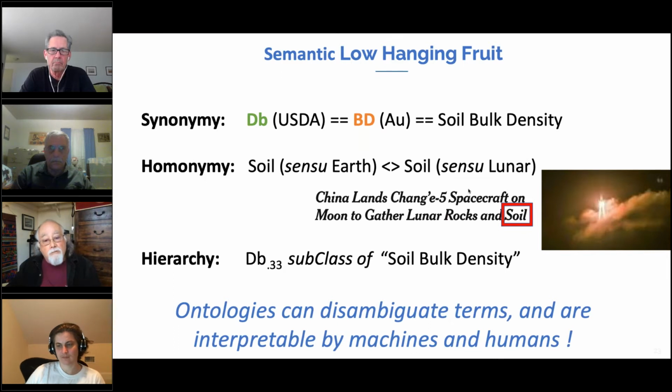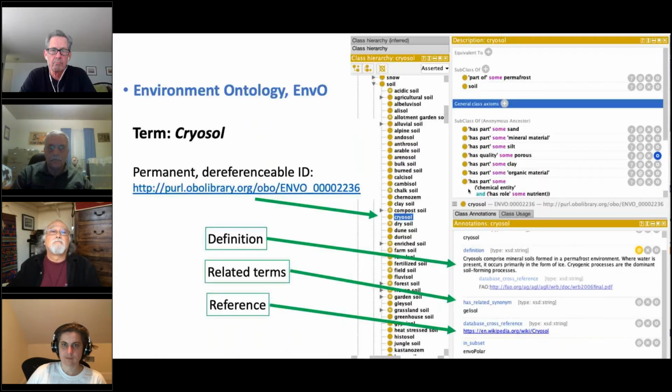Ontologies then are formal representations that can disambiguate these types of terms, and they're interpretable in a very consistent way by machines and hopefully humans as well. So here's a glimpse of a well-known formal ontology called ENVO, or the environment ontology. The view that you're seeing there is using an ontology editor known as Protege. So this is just a visualization, kind of a framing, if you will. This is not just like a PDF.